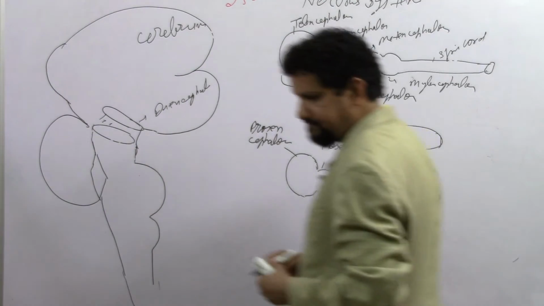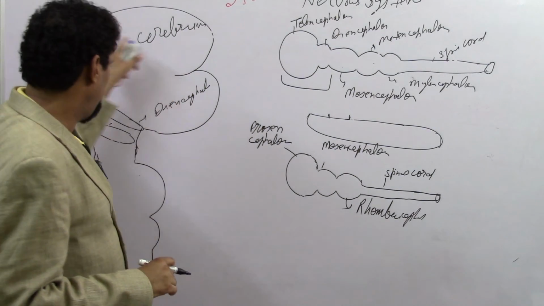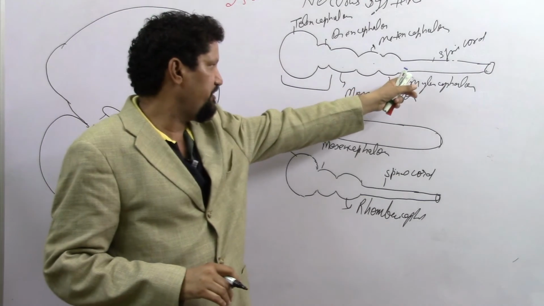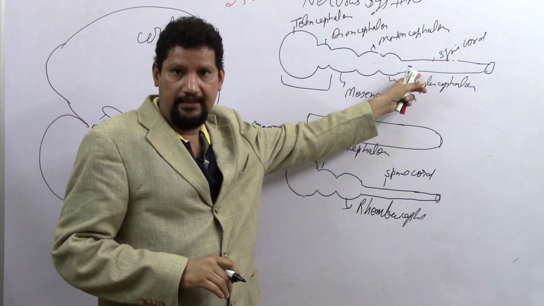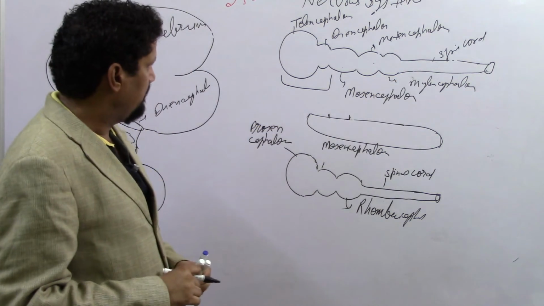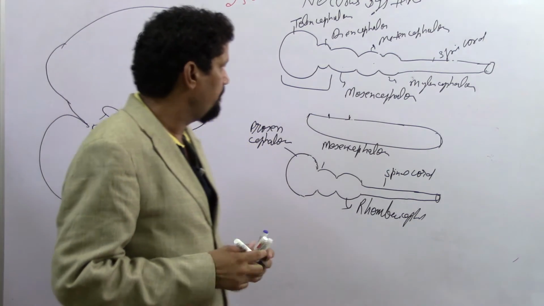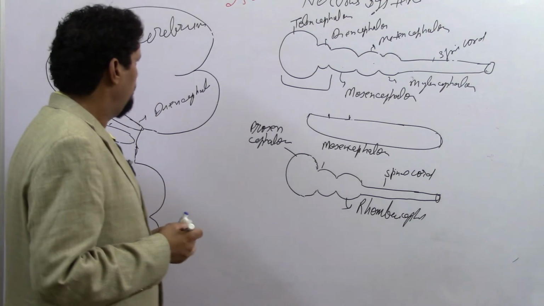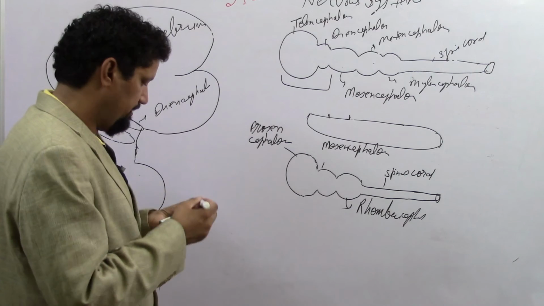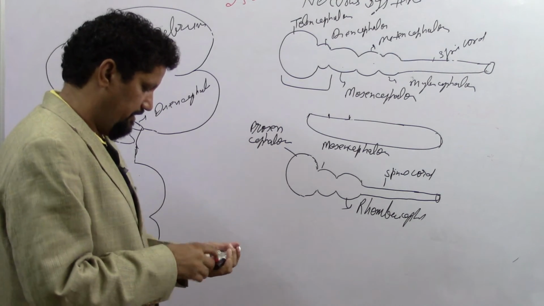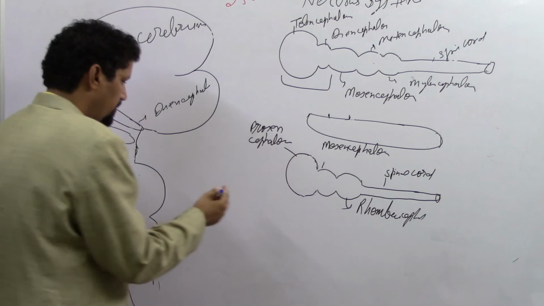So what we see is that the 5 secondary vesicles will form the brain, and the posterior or caudal part of the developing neural tube will form the spinal cord, which retains its primitive structure in the form of a tubular structure. So this is the development of the brain.